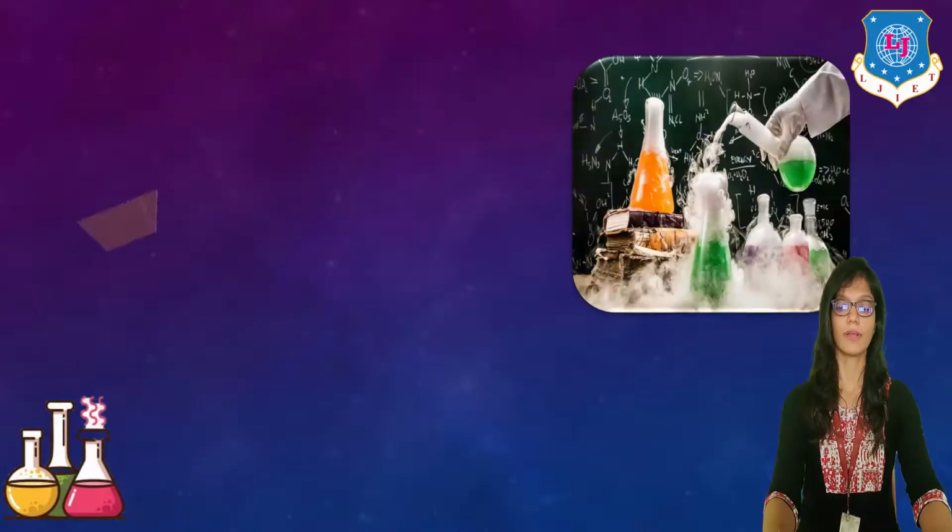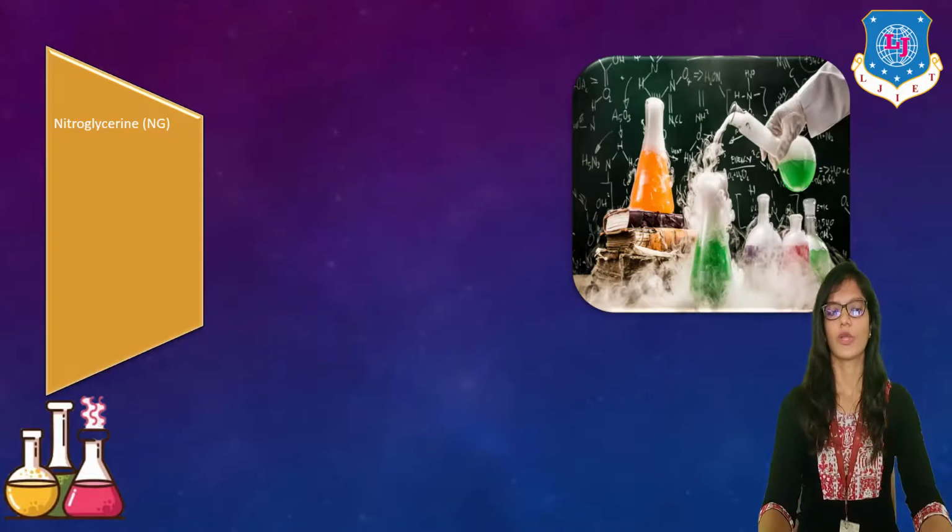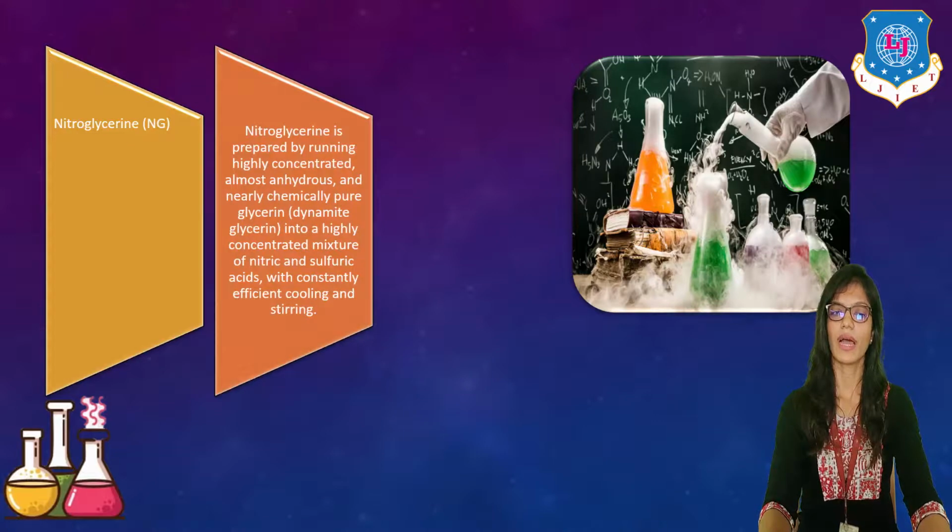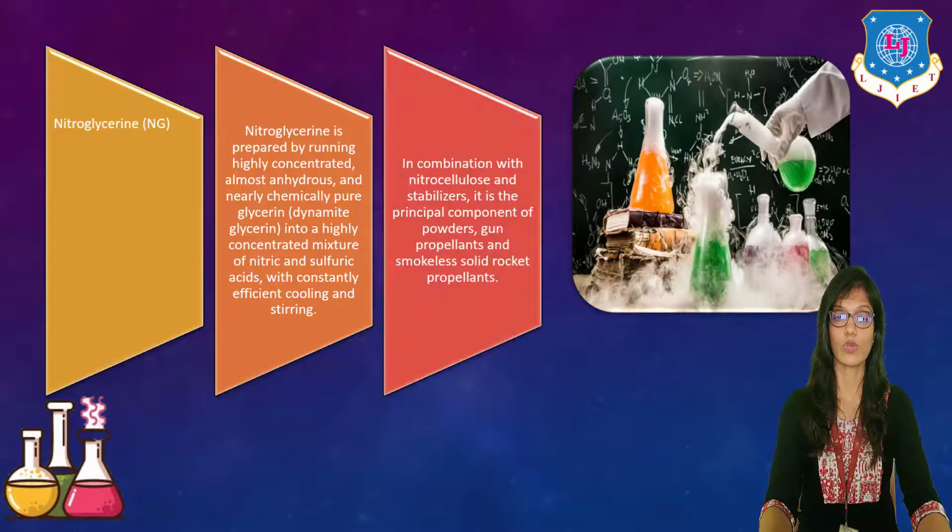Let's see another application, which is nitroglycerin. Nitroglycerin is prepared by running highly concentrated, almost anhydrous and nearly chemically pure glycerin, which is known as dynamite glycerin, into a highly concentrated mixture of nitric and sulfuric acid with constant efficient cooling and stirring, in combination with nitrocellulose and stabilizers. It is the principal component of powders, gun propellants and smokeless solid rocket propellants.